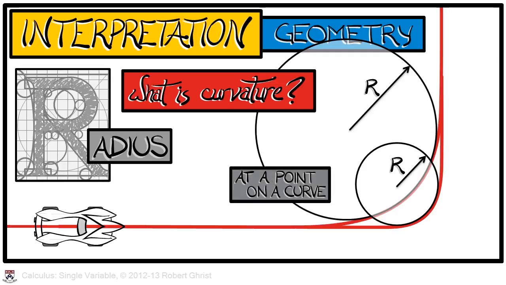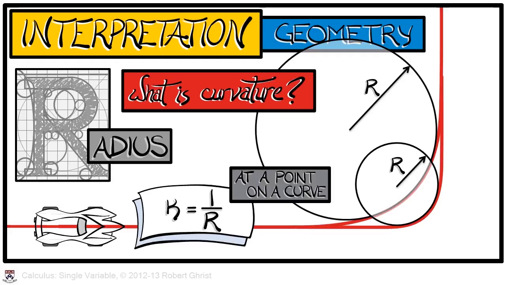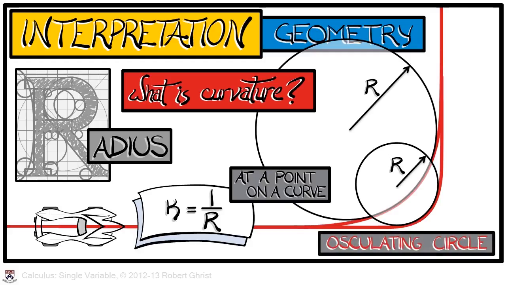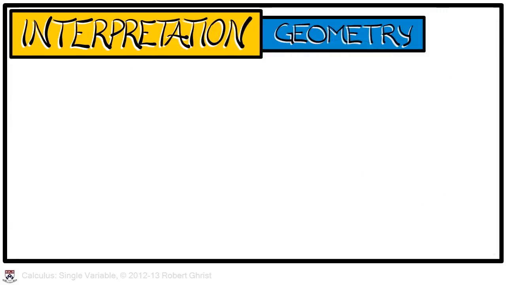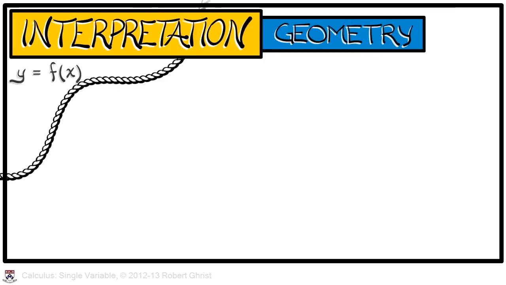And indeed, at a point on a curve, one definition for curvature is as the reciprocal of the radius of the osculating circle, the circle that agrees with that curve to second order. We're going to do a somewhat lengthy derivation to get a formula for curvature.